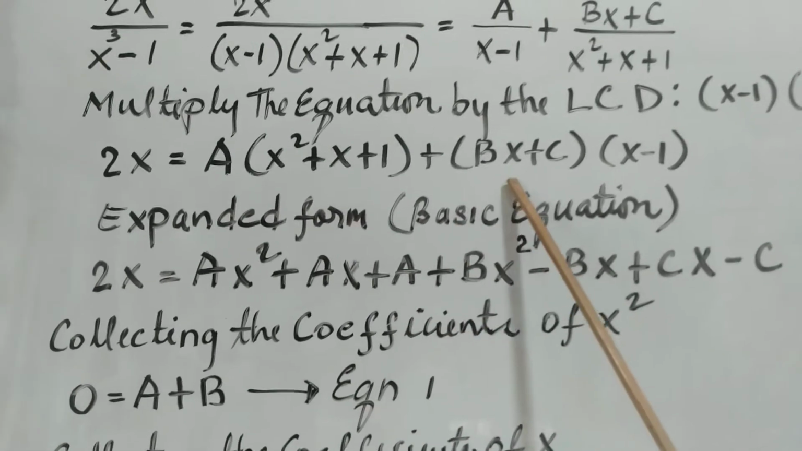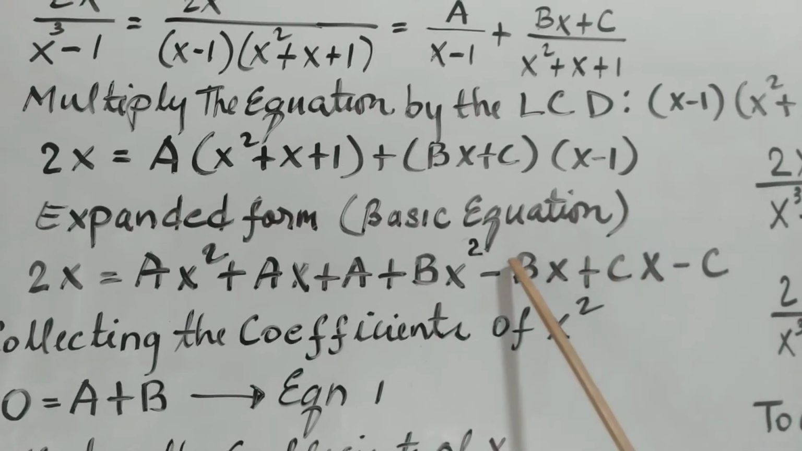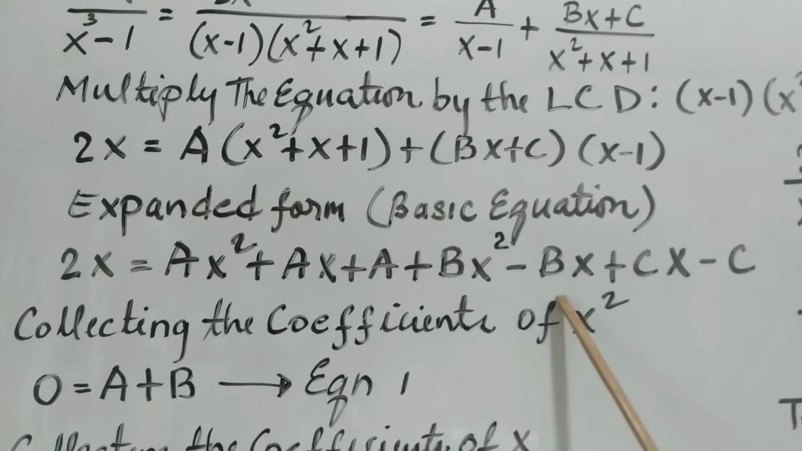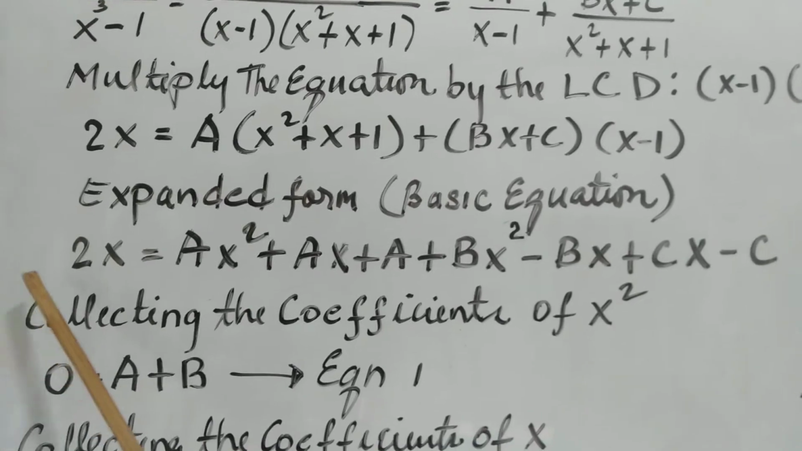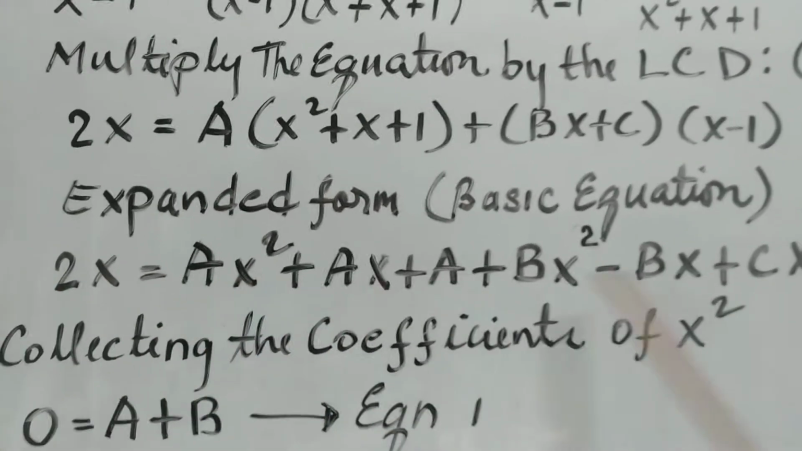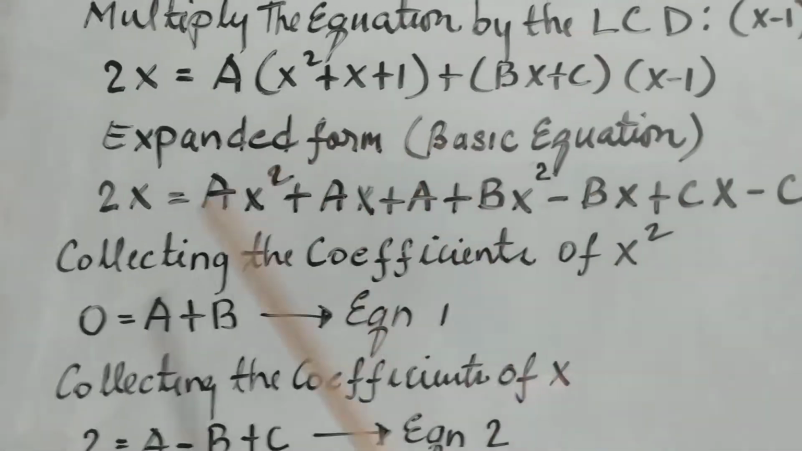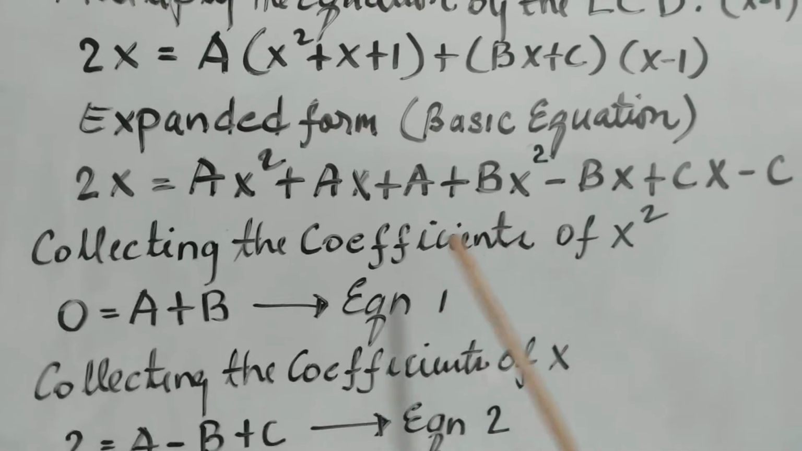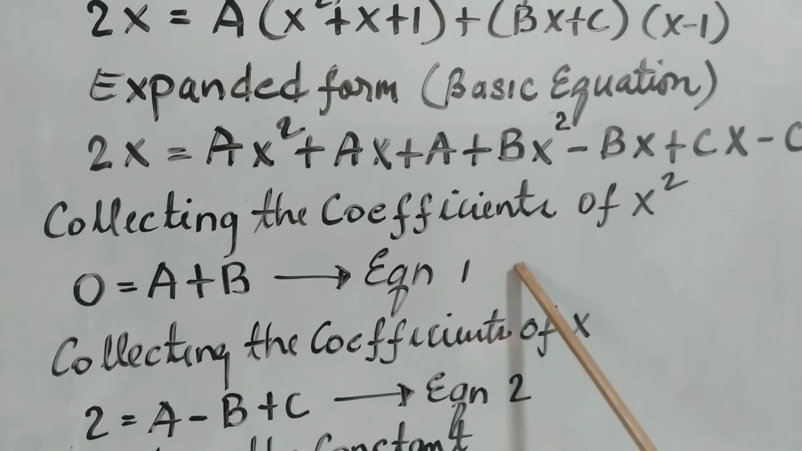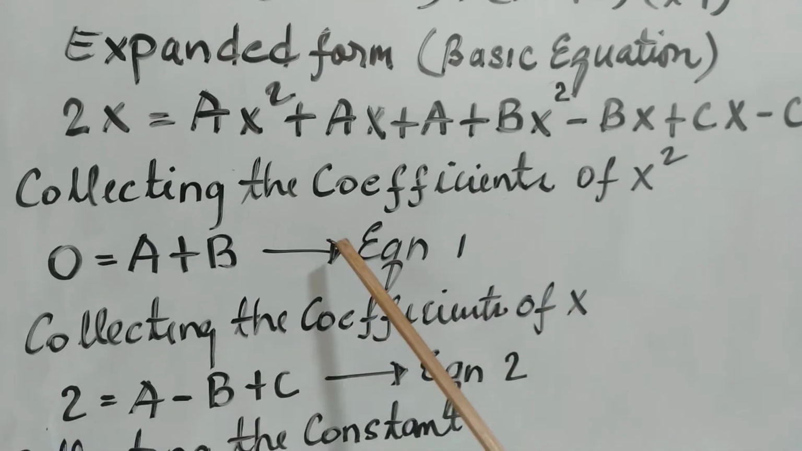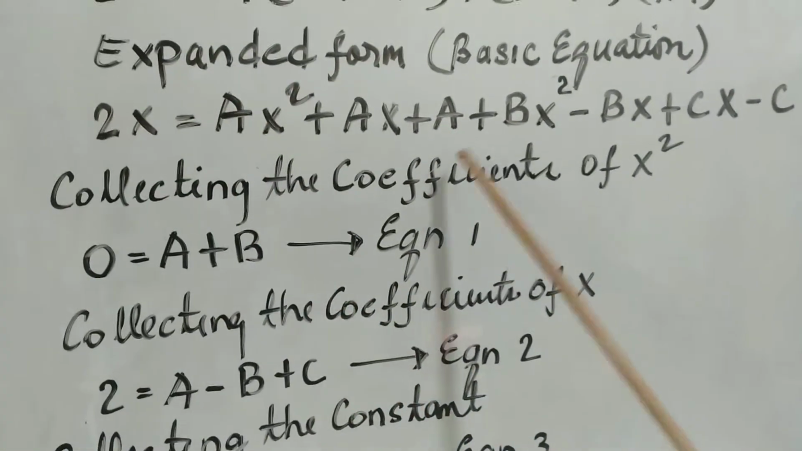So, this one here, now we multiply Bx plus C to x minus 1. So, we're going to get Bx squared minus Bx plus Cx minus C. We now have this first equation, the basic equation that we're going to use in solving for the partial fraction. So we're going to use the equating the coefficients method.